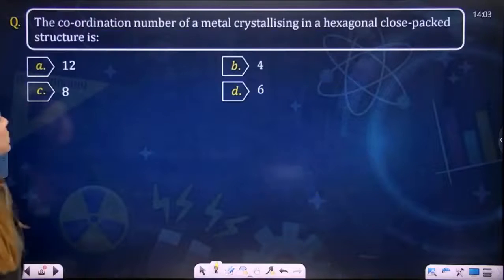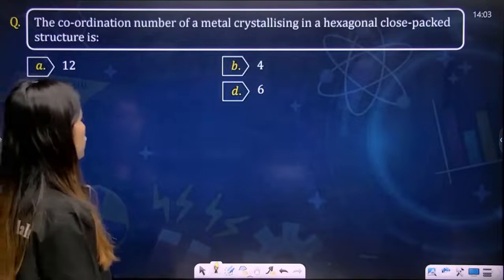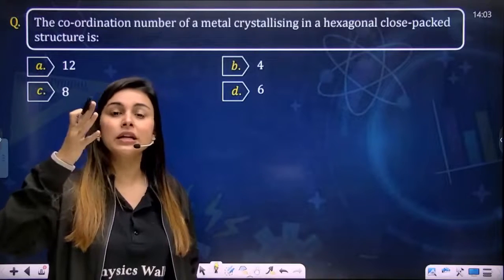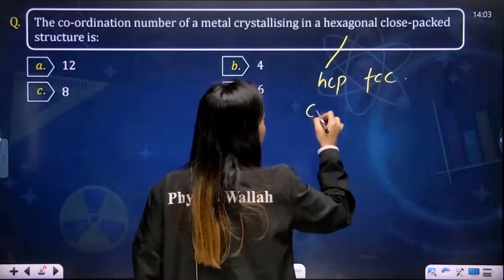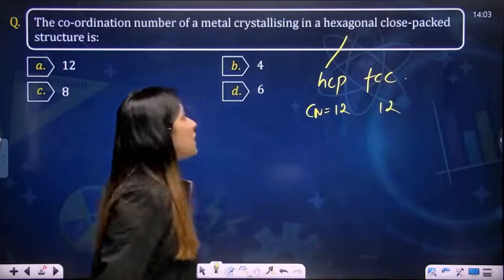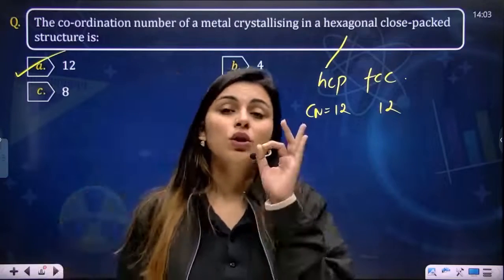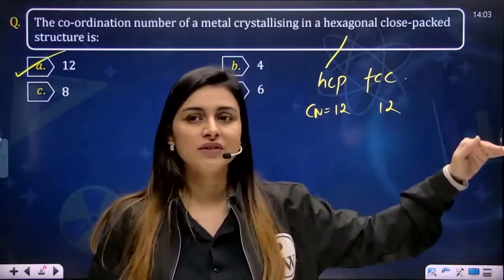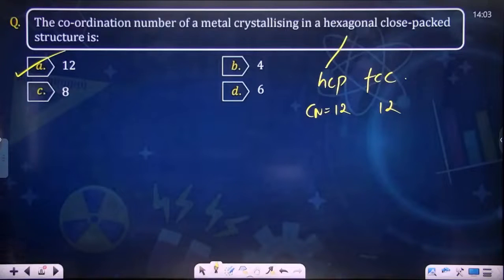Next question. The next question says that the coordination number of a metal crystallizing in a hexagonal close packed structure is. So my dear students, hexagonal close packed structure refers to the three-dimensional either HCP or FCC lattice, and both of them have the coordination number 12 each, right? So the direct answer here is 12. So option A is the correct answer. We saw in the video that in the three-dimensional layering, the coordination number will always come out to be 12, and the packing fraction will always come out to be 0.74.